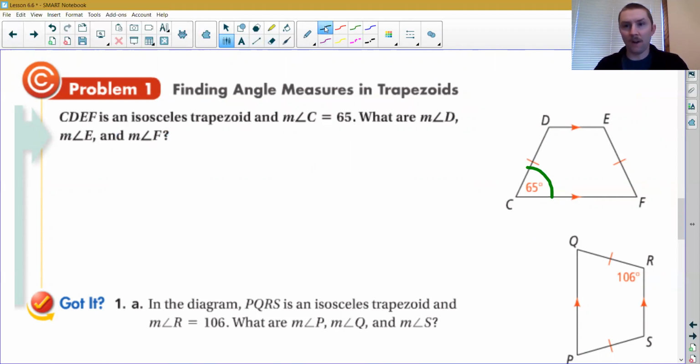Well, the easiest one to find for us should be the one that we know is the same as angle C, because this is an isosceles trapezoid. And which one has to be the same as angle C? Well, it's the base angle with angle C, right? So if it's not angle C, it must be along the parallel side, must be angle F. Okay, so the measure of angle F has to be 65 degrees as well. Okay, now we know that D and E are also going to be the same. The question is, how many degrees are they going to be?